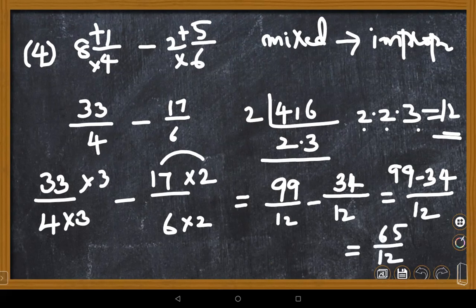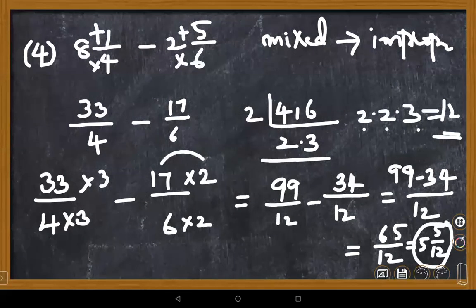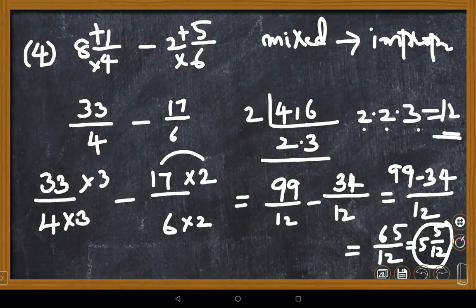65 by 12, again you need to reduce into a mixed number. 12 5s are 60, so 5 5 by 12. That's all. Any doubt here, Daksh? No, ma'am. If you know this very well, you are very good.